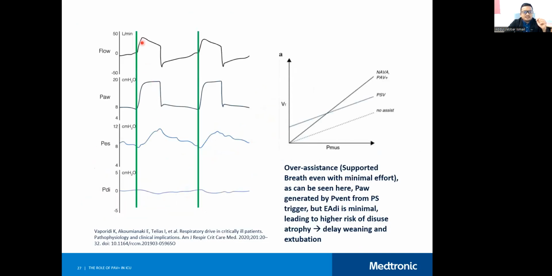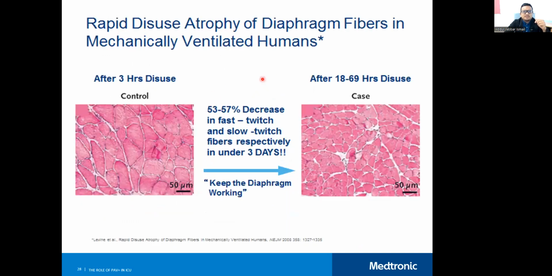As you can see here in the same article, when this occurs, over-assisted support breaths, even with minimal effort, can be seen here. The airway pressure generated by the PVent from the pressure support trigger, but actually the contraction from the diaphragm is almost none. So it can lead to disuse atrophy, and it will increase the mortality rate. So the goal is to keep the diaphragm working.